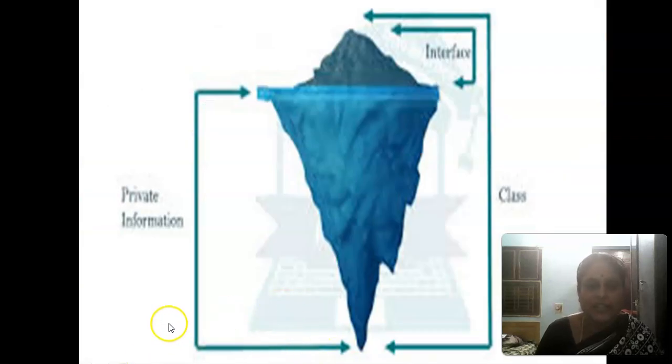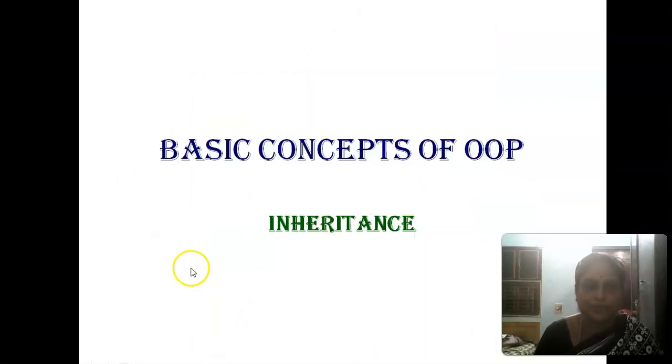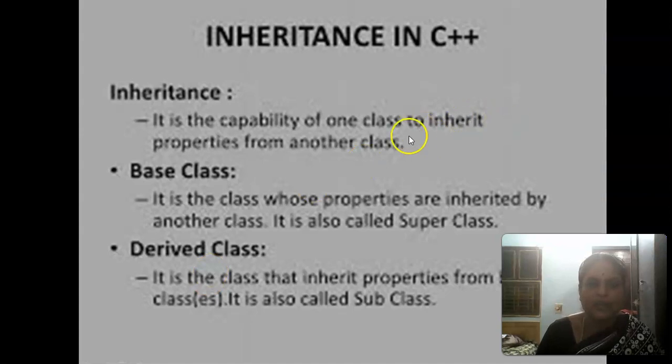Next is data hiding. In a class, the unnecessary details or implementation details, the private information, are hidden from the user, and the interface or the method is visible to the user. So, the basic concept of inheritance. Inheritance is the capability of one class to inherit the properties from another class. It is the process of creating a new class from an existing class.